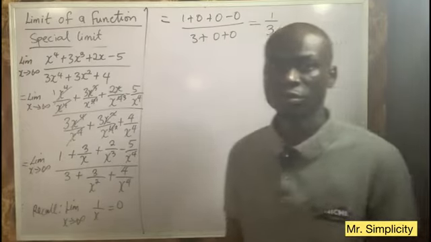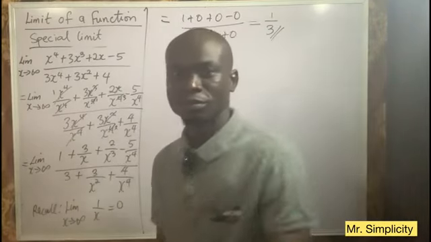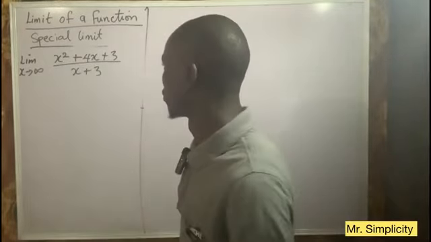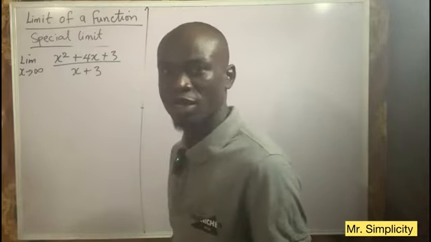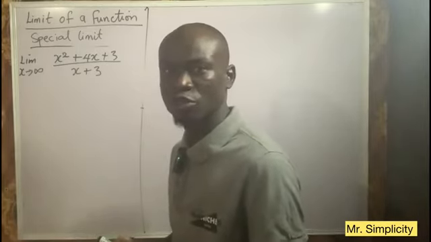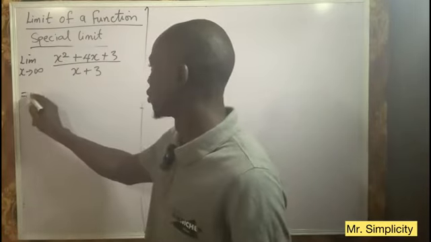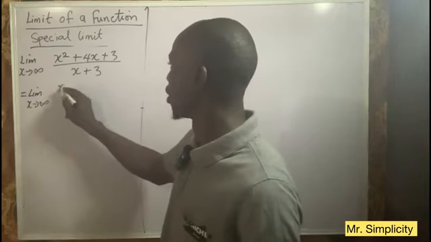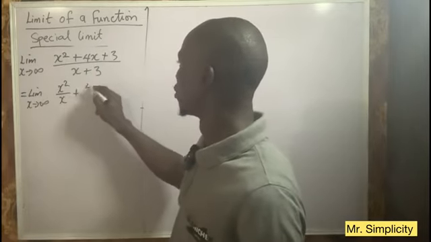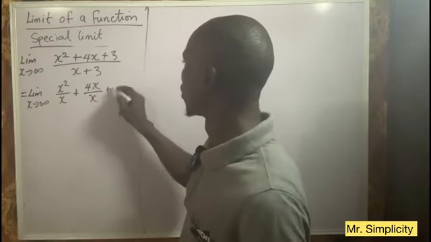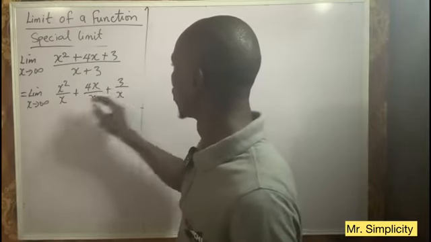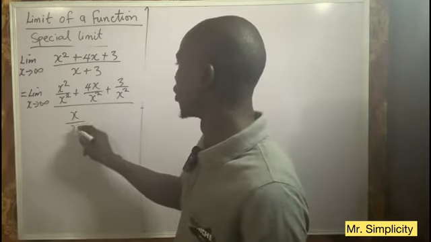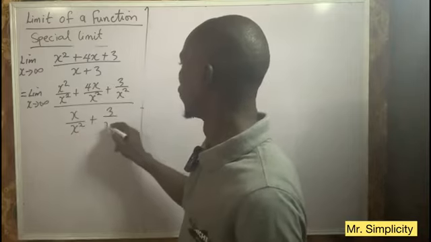So let's take another example. Okay, let's look at this example. If you observe the question, the highest x power is x squared. So I can go ahead and divide every term by x squared. If I do that, I'm going to have limit as x tends to infinity, x squared over x squared plus 4x over x squared plus 3 over x squared, so we are dividing by x squared, the highest power, all over x squared plus 3 over x squared.